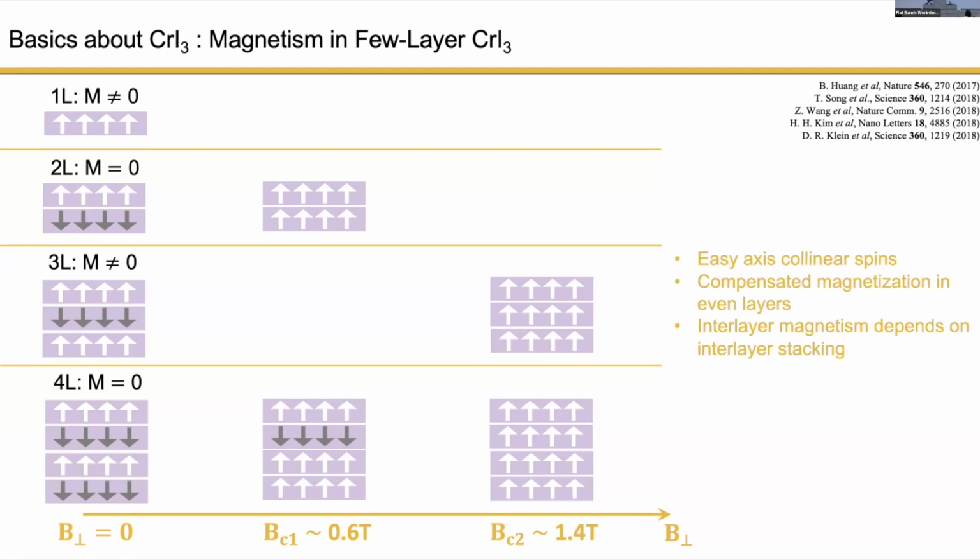So then let me give a brief wrap up of what's happening in chromium triiodide in its natural form. First of all, these are easy axis collinear spin magnets, either layered antiferro or layered ferro. They are collinear. Second, for the even layer cases, they have compensated magnetization, meaning that for 2-layer or 4-layer, we have zero magnetization. And then third, which is most important for the so-called Moiré magnetism, the interlayer magnetic interaction depends on the interlayer stacking geometry, being ferromagnetic for rhombohedral and antiferromagnetic for monoclinic.